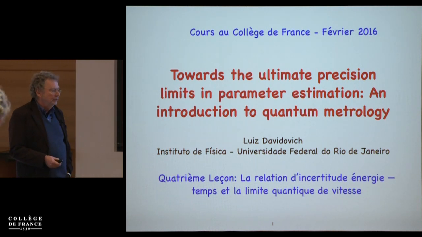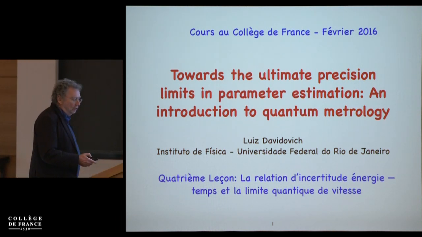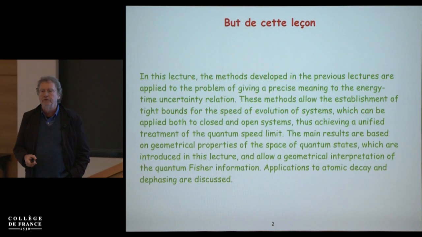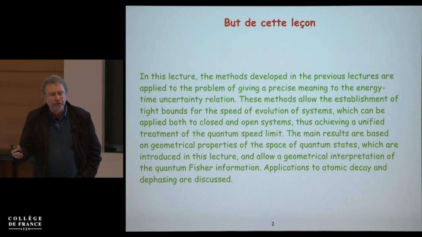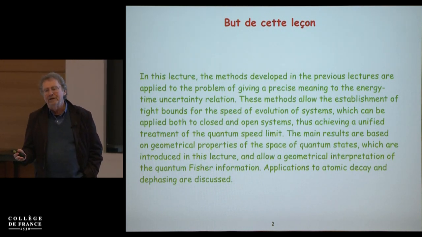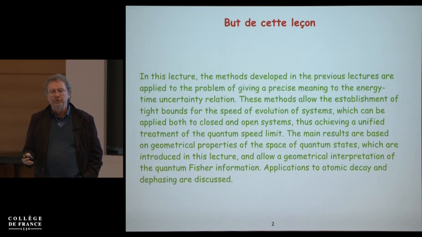Today it's the last lecture of this series, and I'm going to show you how the concepts we have developed in the previous lectures can be applied to the problem of the time-energy uncertainty relation. In fact, in order to do that, we are going to develop some notions on the geometry of quantum states, and these notions will lead us to a derivation of the so-called time-energy uncertainty relation, but which is actually much more general because it applies not only to closed systems but also to open systems.